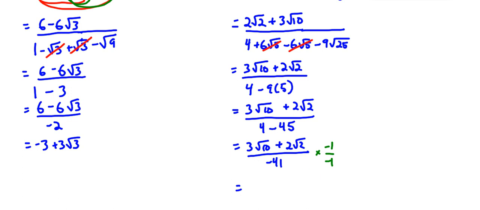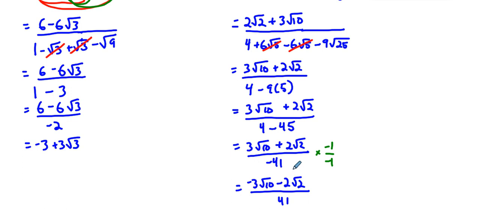And so a really common mistake here, without really thinking this through, is to make the first term negative over 41 and then write the positive here. But it's not, because this negative applies to everything. So it will be negative 2 root 2.